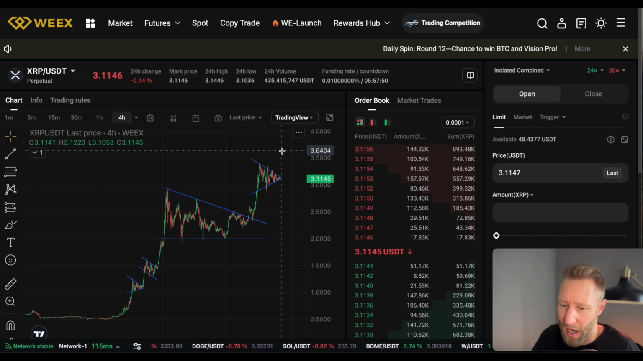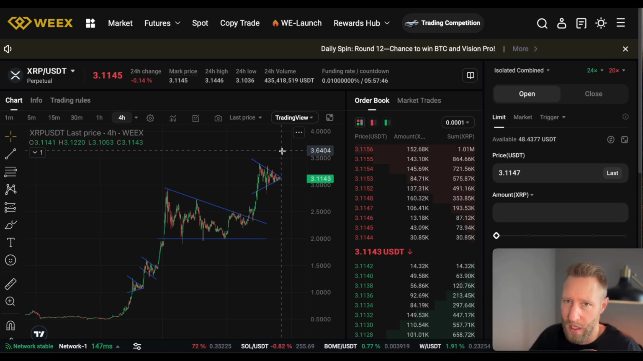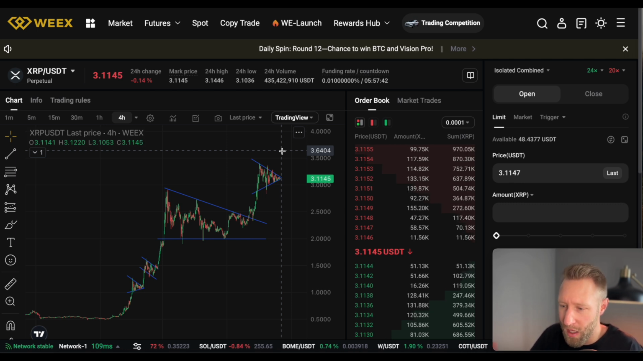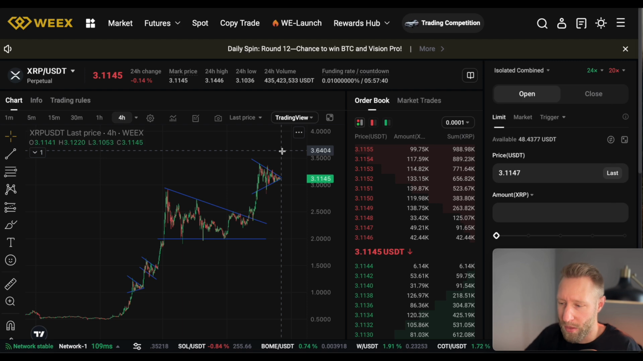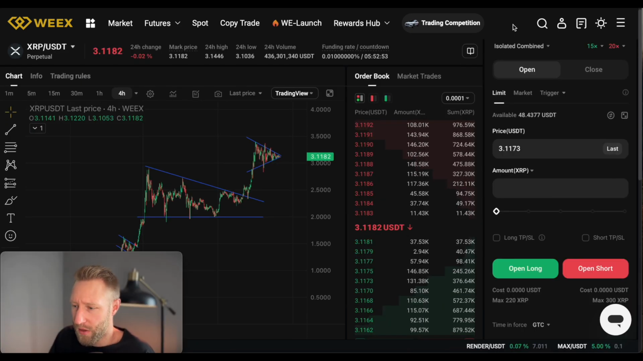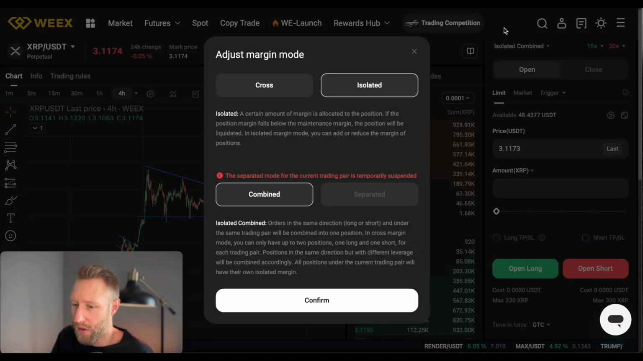Now I could purchase XRP, or I can do futures trading. Now futures trading is not for everybody. However, in situations like this, it could be advantageous to open a long position on XRP or a short position. And so before we open that position, I would like to mention a couple of things that I think are very important. The first one here is the margin mode.